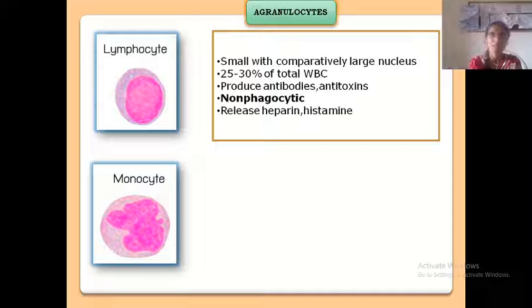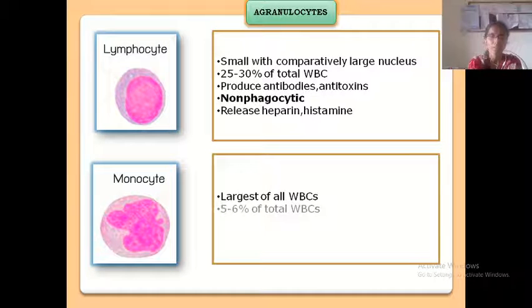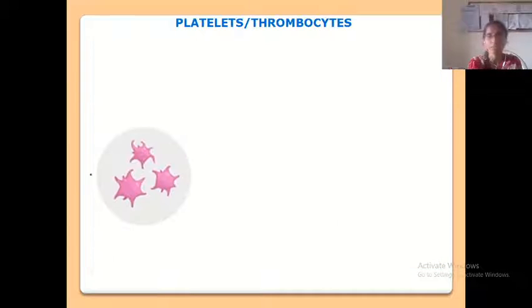Then the second type of agranulocyte is the monocyte. Monocytes are the largest of all the WBCs, and out of the total WBCs, 5 to 6% are monocytes. These are also phagocytic in nature. So always remember there are two different phagocytic cells present in the blood: one is the monocyte, which is an agranulocyte, and second is the neutrophil, which is a granulocyte.